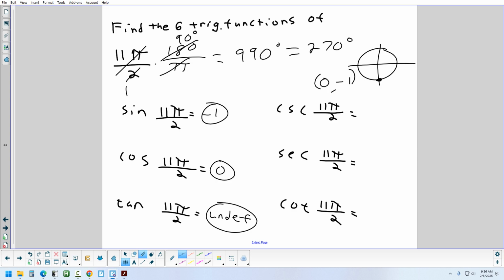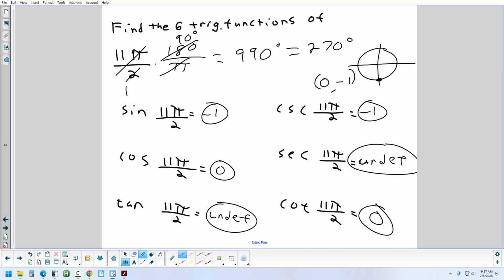Undefined. Okay, the cosecant of 11 pi over 2? 1 over -1. And what is that reduced to? -1. Just -1. Yep. How about my secant? 1 over 0. It would be 1 divided by 0, which is undefined. Okay, and what about my cotangent? 0. That would be 0. Yep.